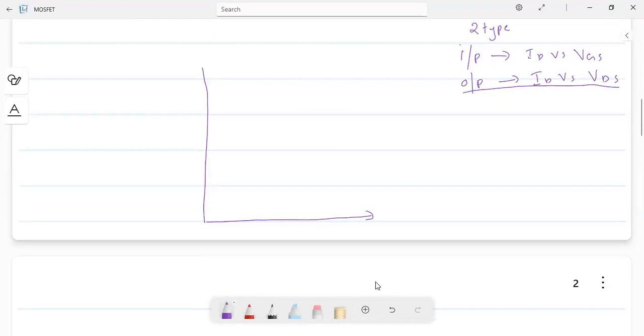So on the x-axis, we will be plotting VDS, drain to source voltage, and on the y-axis we will be plotting drain current, ID. Starting, the voltage VDS is 0, and slowly we will be increasing it to some voltage: 1, 2, 3, just for reference I am writing here. And voltage needs to be applied across gate and source. Starting, the gate voltage is 0.